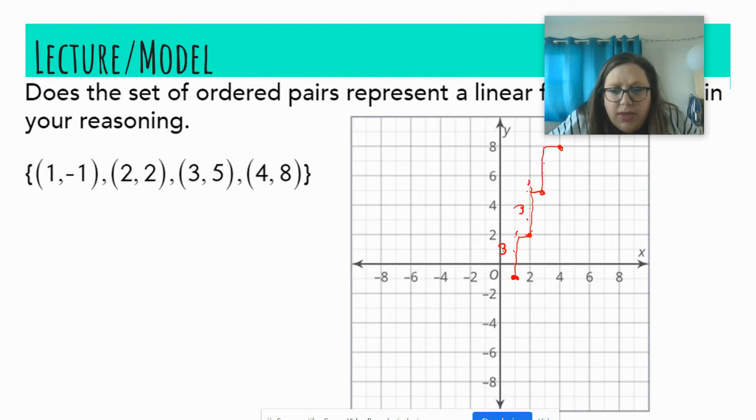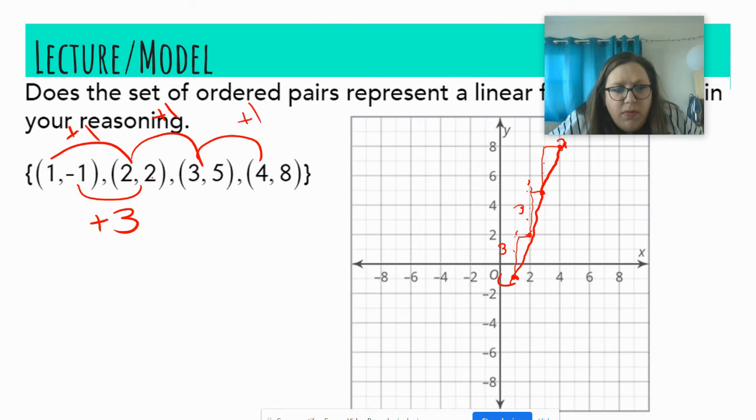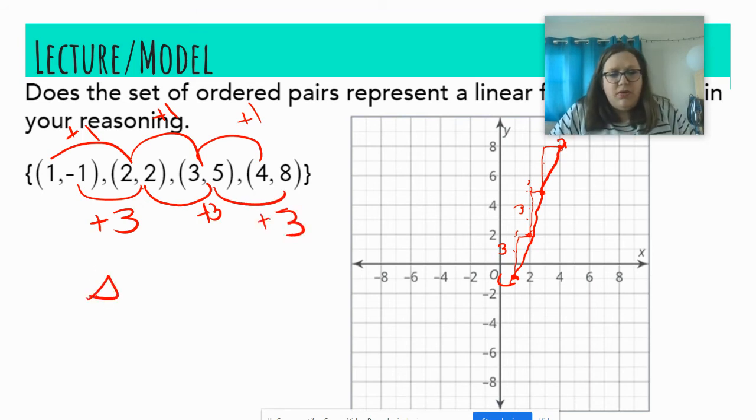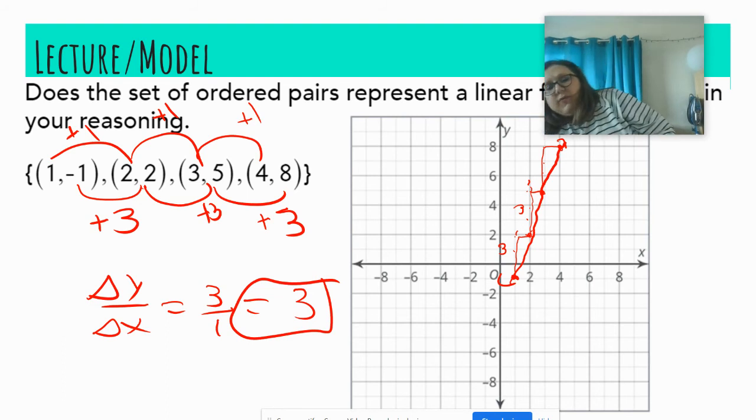So yes, this would make a straight line, as you can tell by my awful drawing. The constant rate of change is 3 over 1, because the y goes up 3 and the x goes plus 1. Negative 1 to 2 is plus 3, 2 to 5 is plus 3, and 5 to 8 is plus 3. So it has a constant rate of change of 3 over 1, which is just a slope of 3, because we don't need to write the over 1. All right, let's keep going.